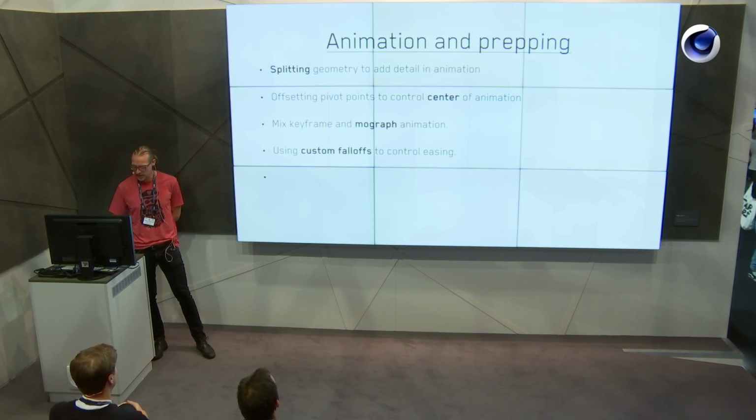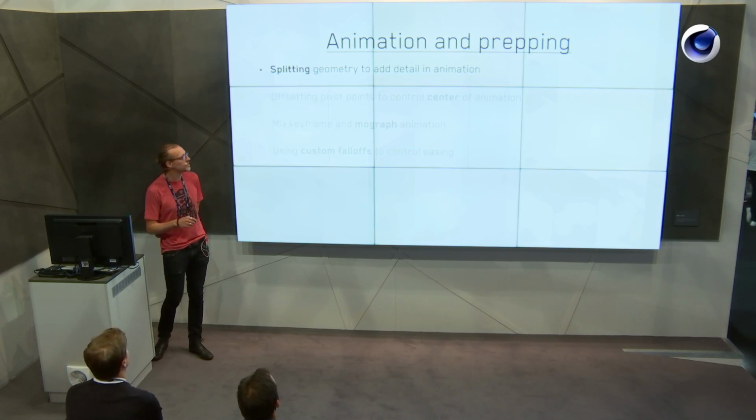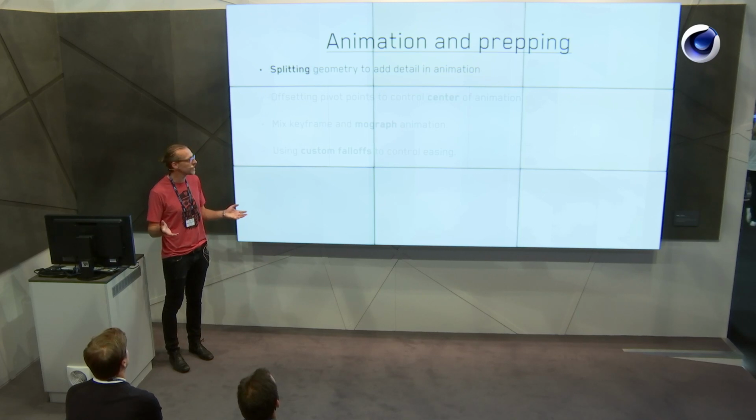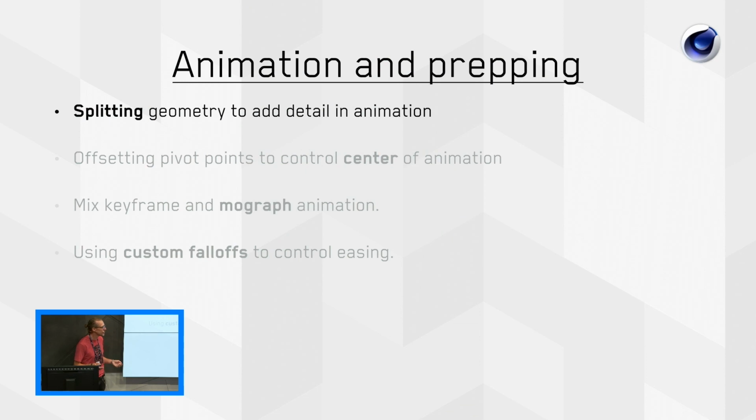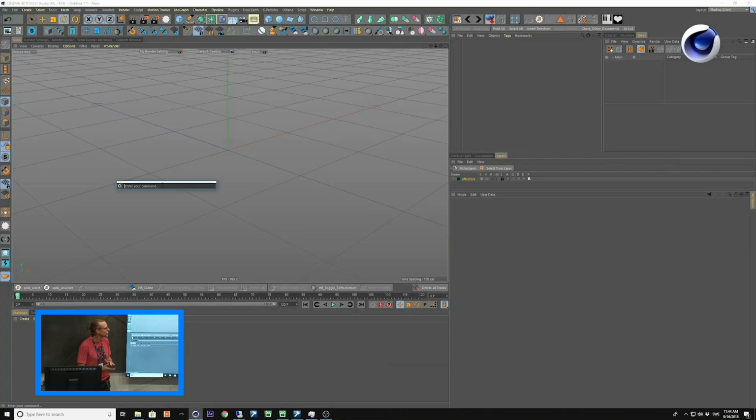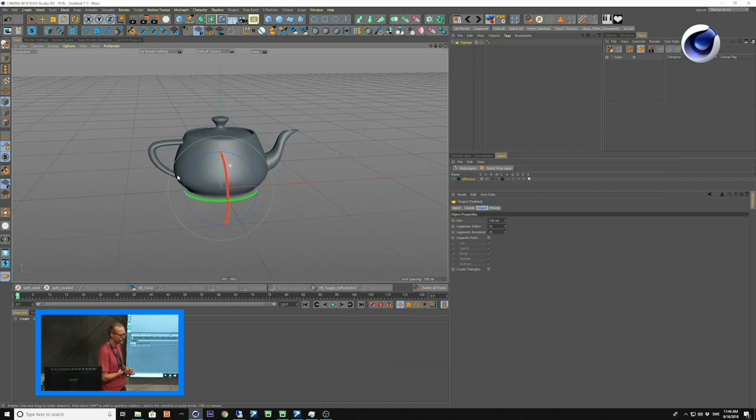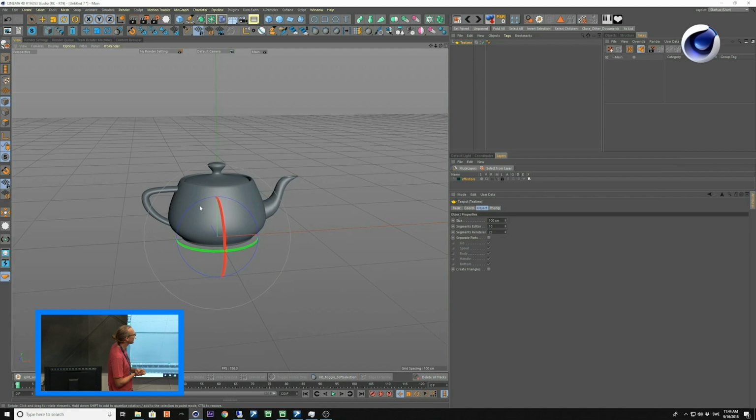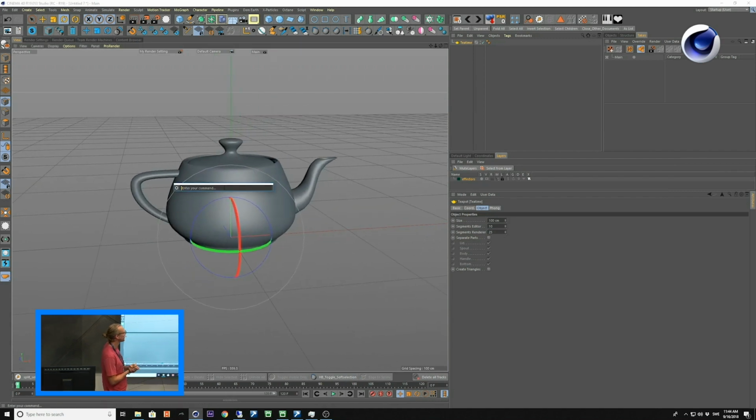So the first topic that I would like to speak about is splitting geometry. When we see the car, some parts were very big, like the hood, for example, and other parts were very small, like screws and different engine parts. So we had to have a system where we could split geometry efficiently. And I'm an old 3D Studio Max guy, so I always bring in my teapot. It's actually a plugin in Cinema 4D, and it's very handy.